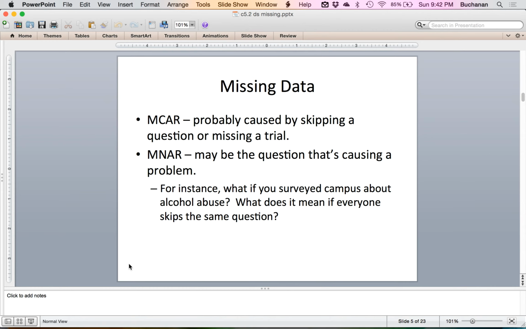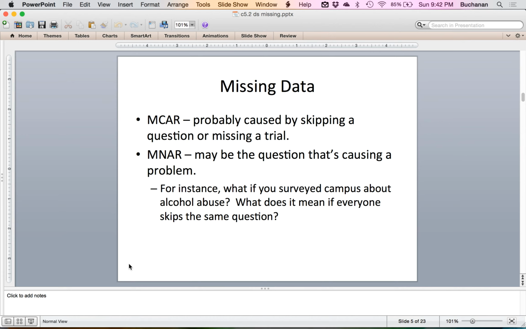MCAR data is often caused by just skipping a question or missing a trial. If you're using survey software like Qualtrics and you've got 10 questions on there, the little dots line up kind of close together sometimes, so it's a little hard to tell you've missed a question.